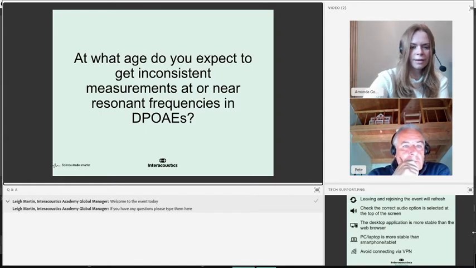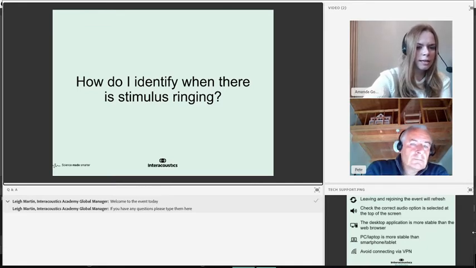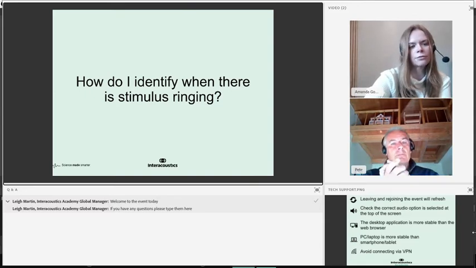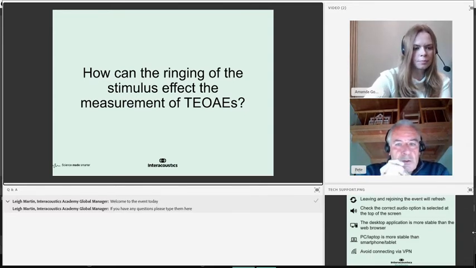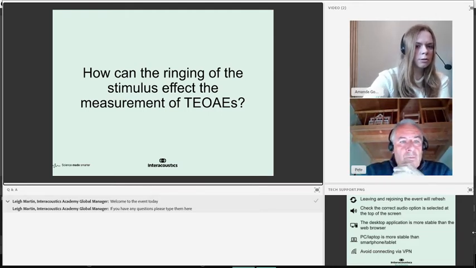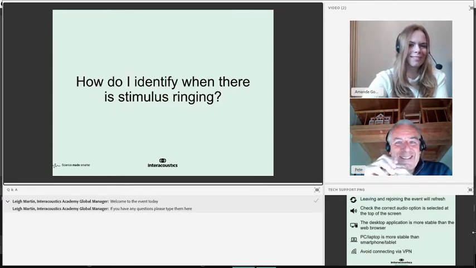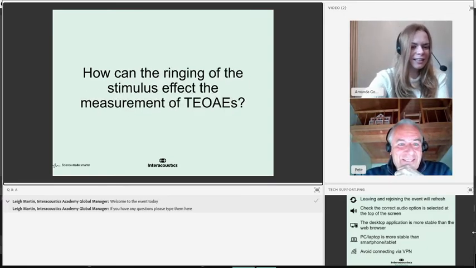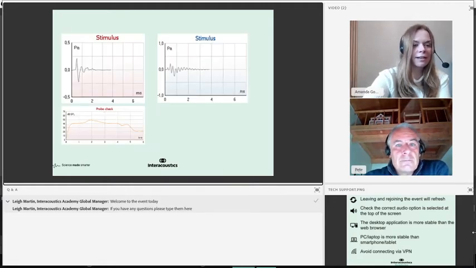Of how it changes. So thank you for putting that together for us. I think our next question is, how do I identify when there is stimulus ringing taking place? Yes, you are correct. Yep, and I think, is there a second question? I think we had two that were very similar to this. So the ringing effect in the stimulus is, sorry, can you hear okay? Yeah. Talking over each other. There were two questions. You're quite right. Yeah. How do I identify when there is stimulus ringing, and how can the ringing of stimulus affect the measurement? A very similar question. So I will hand it over to you.